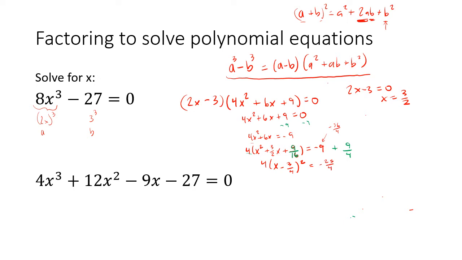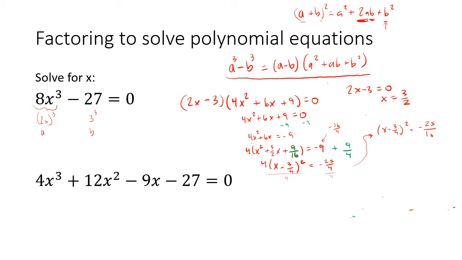Alright, now we're going to divide both sides by 4 to get rid of this 4 over here. It's called the division property of equality. And so we're going to be left with this. The quantity x minus 3/4 squared is equal to -25/16.